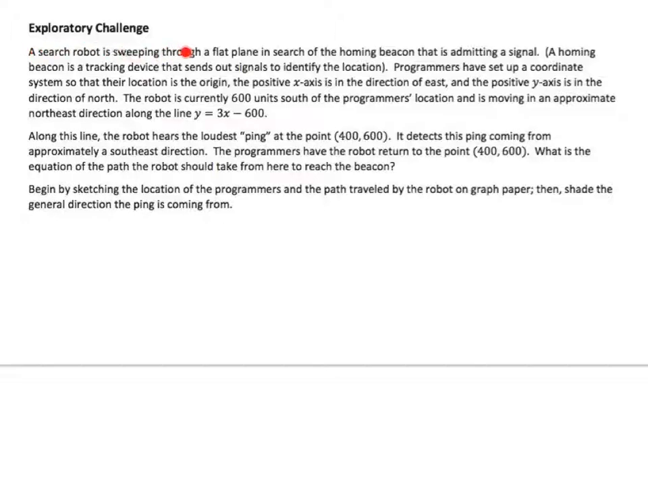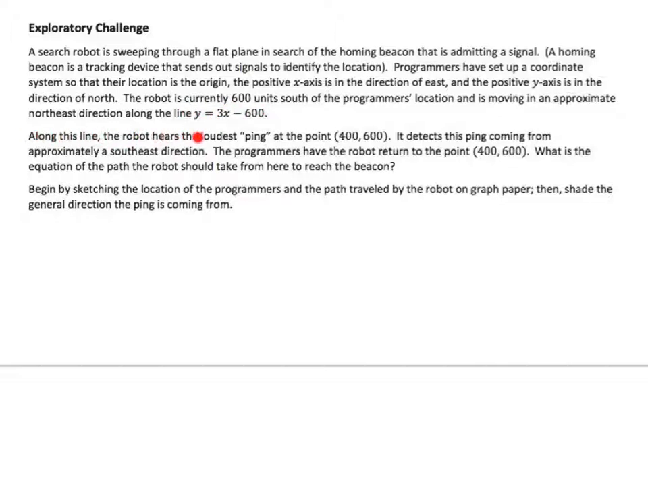A search robot is sweeping through a flat plane in search of the homing beacon that is emitting a signal. A homing beacon is a tracking device that sends out signals to identify the location. Programmers have set up a coordinate system so that their location is the origin. The positive x-axis is the direction east, and the positive y-axis is the direction north. The robot is currently 600 units south of the programmer's location and is moving in an approximate northeast direction along a line given here.